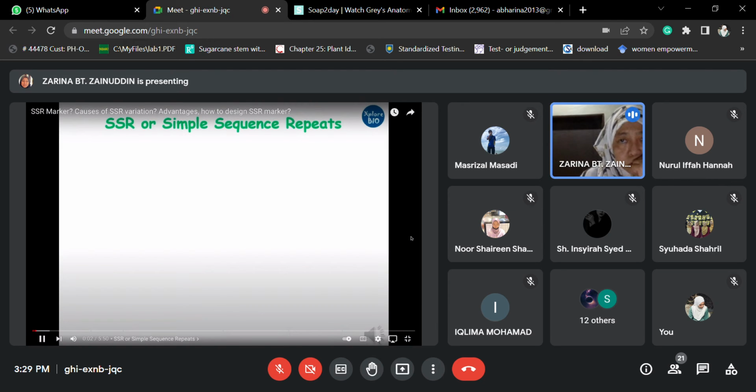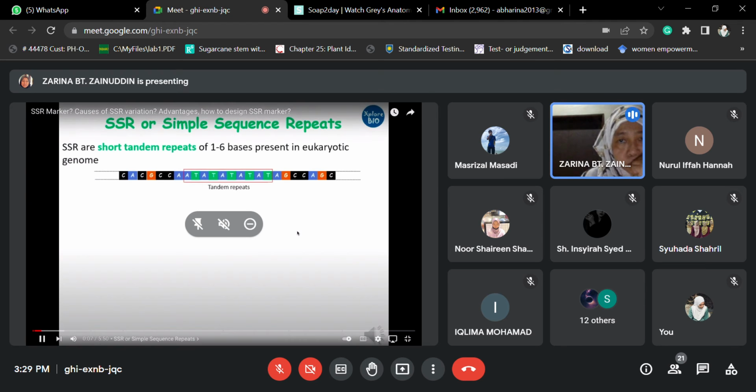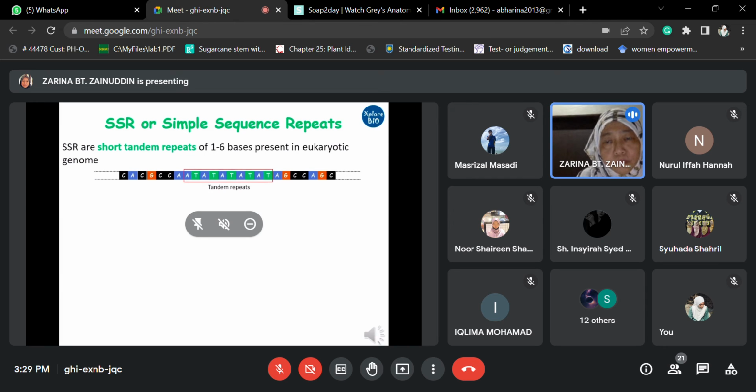SSR or simple sequence repeats. These are tandem or continuous repeats of 1 to 6 bases found in the genomes of eukaryotes. SSR are also known as STR, short tandem repeats, microsatellites, SSLP. Based on repeat motif length, SSR may be mono, di, tri, tetra, penta, or hexa repeat. For example, AT is a di-repeat if it is found continuously in a single stretch for at least 6 times.